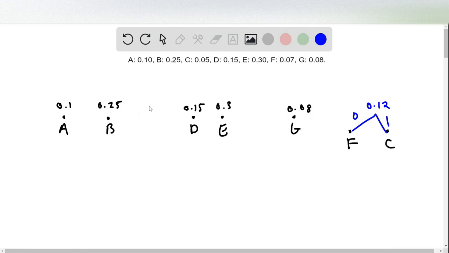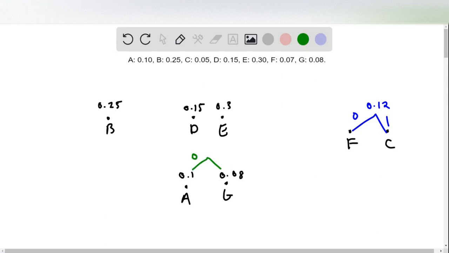So we have 0.1, 0.08, and 0.12. So it looks like the two smallest are going to be 0.08 and 0.1. So these are going to be the two that we're comparing. So we want to put our more frequent one to the left, our less frequent one to the right. So it looks like 0.1 is already there for A, and then 0.08 is to the right. So that looks good. So that means A is 0 and G is going to be 1.